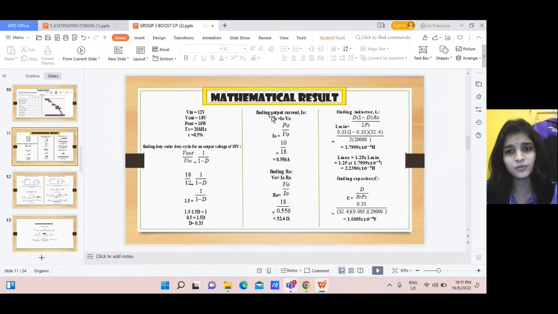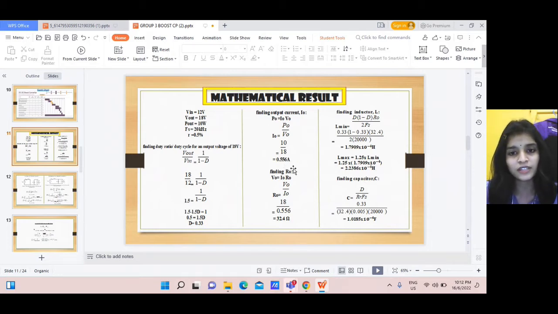And then second, we need to find the output current. So I_O will be equal to P_O. We can use Ohm's law, or the power law you can say: P_O equals I_O times V_O. So then I_O equals P_O over V_O, which equals 0.566 ampere.